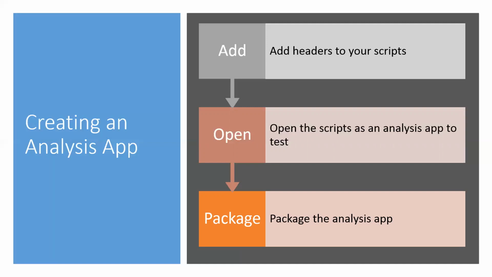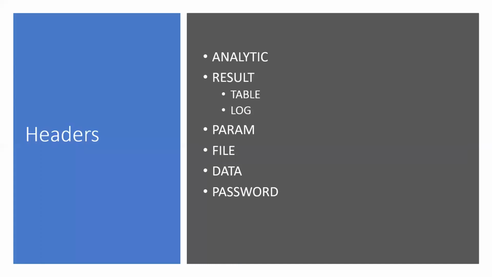Now, as I said, it's going to be very mysterious to you if you've never seen an analysis app before, and if you've never seen these headers I'm referring to. Right now, the slide's not going to make too much sense. But bear this in mind, and we can always come back to it later once we know more about analysis apps. Right, so what are these headers that I mentioned? They are basically keywords that we add to our script with some other options. These are the keywords or the headers we are going to use in this video: analytic, result, param, file, data, password. Now, associated with this header result are 2 other keywords that we could use, table and log.